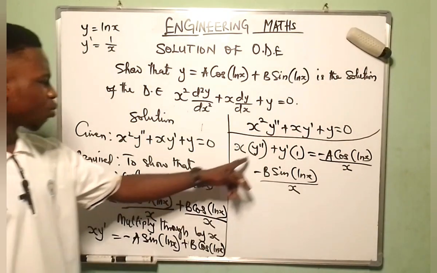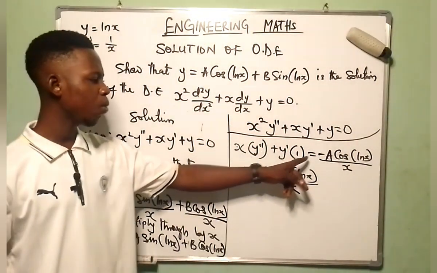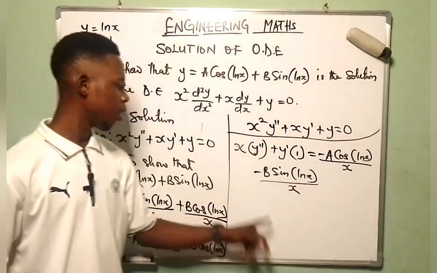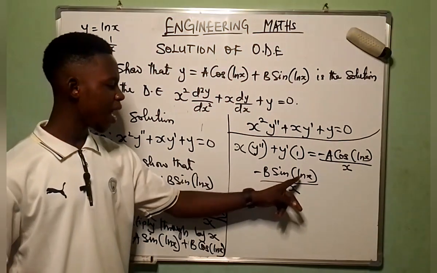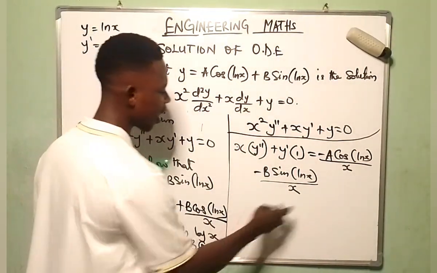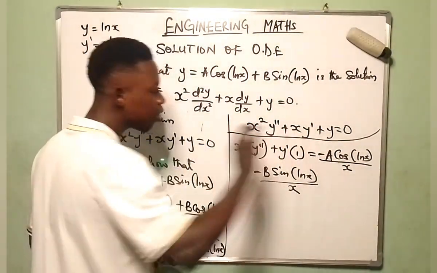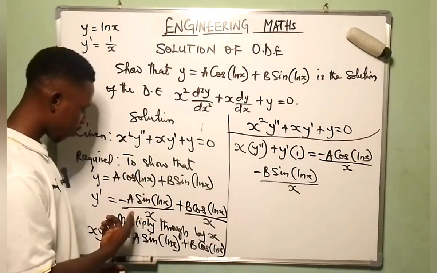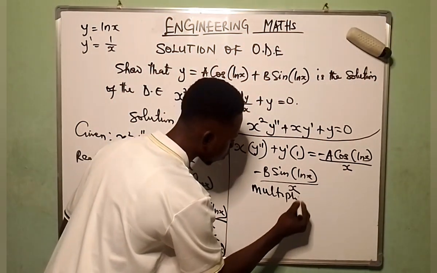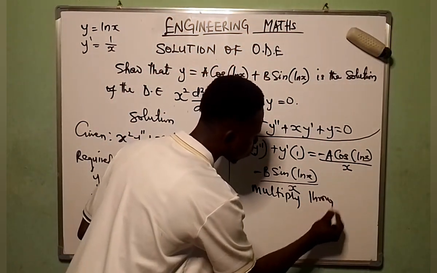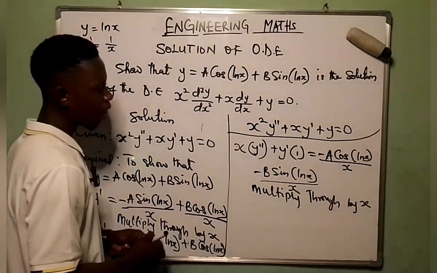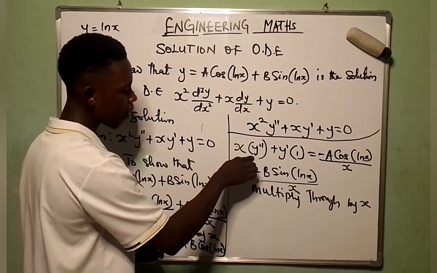Now what do you do next? You now have xy prime prime plus y prime of 1 equal to minus a cos ln x all over x minus b sin ln x all over x. Now what do you do? Let us remove the x that we have here by multiplying through by x again, just as we did here. Now when you multiply through by x, what are we going to have?